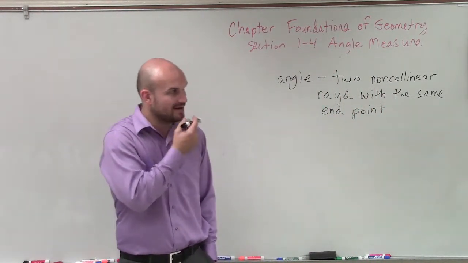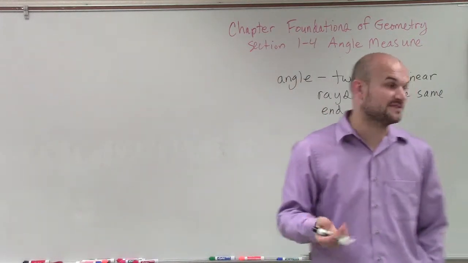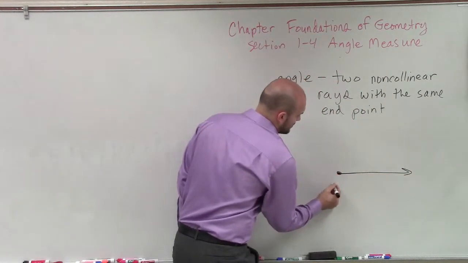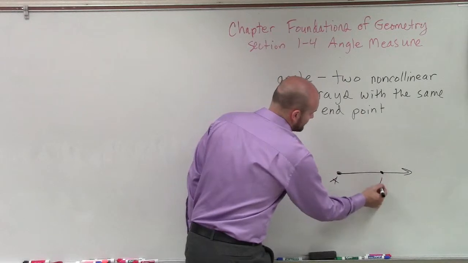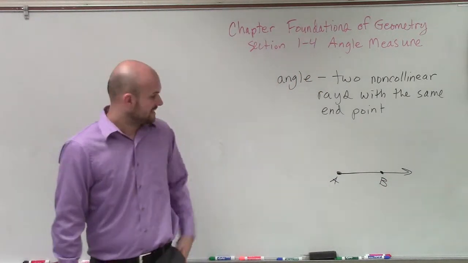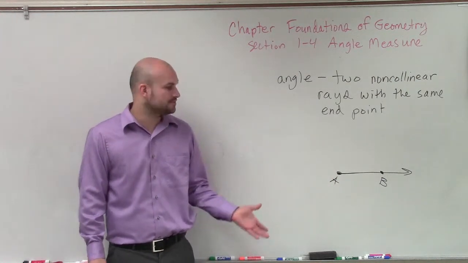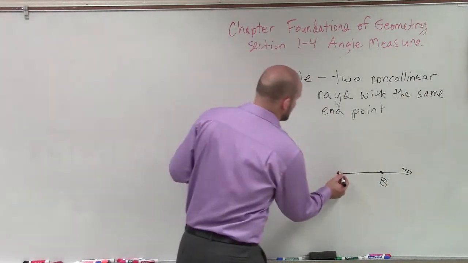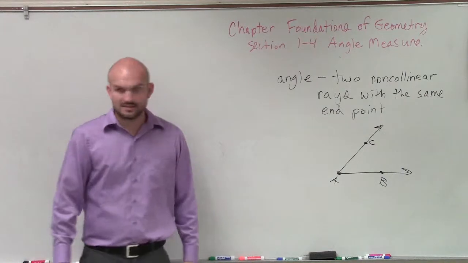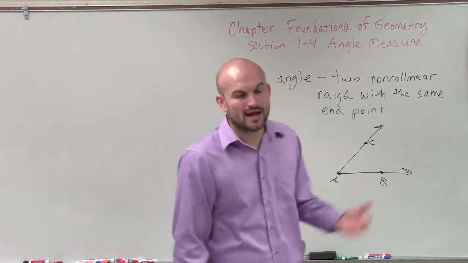So what that means is they can't lie on the same line, but they have to share the same endpoint. So let's go ahead and draw a ray. And let's call it endpoint A and B. And now I need to create another ray that has the same endpoint, but both those rays are not collinear. So we can do something like this. Yes? Okay.